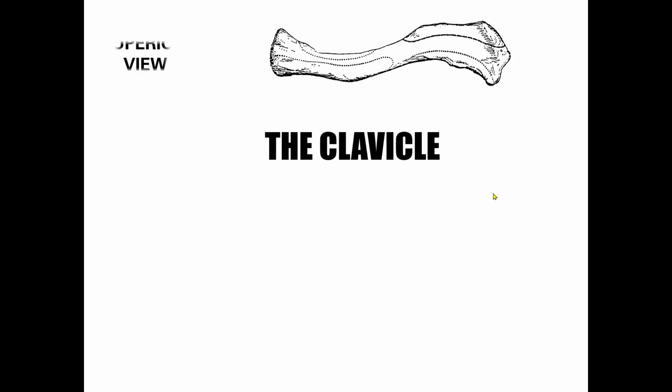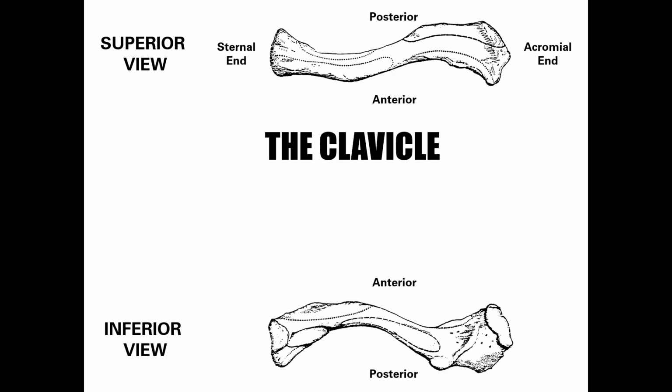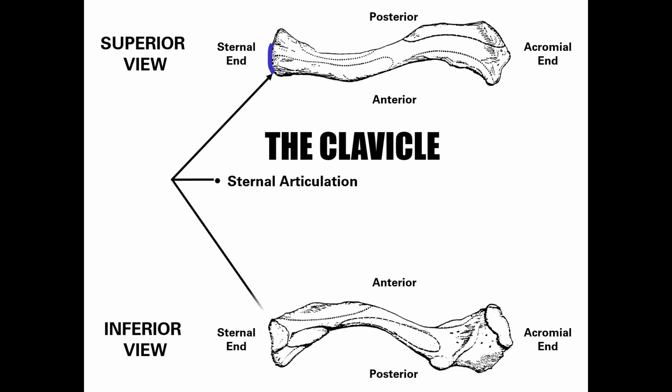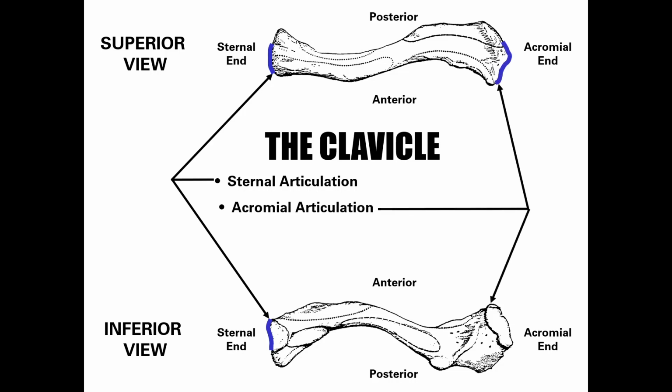So let's look at the clavicle. Here's a superior view, and we call it the acromial end, the sternal end. The sternal end attaches to your sternum, acromion to the acromial process of your scapula. And this is an inferior view, again, acromial end and sternal end. So we have the sternal articulation, which is on the sternal end, and we have the acromial articulation. And then we have the conoid or posterior tubercle. You can see that on the inferior surface on the posterior side.